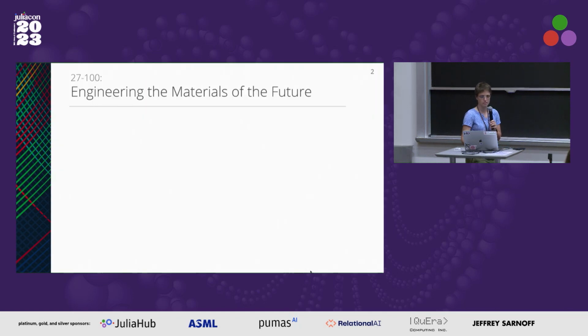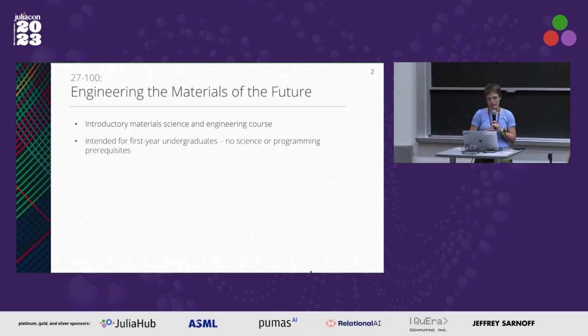Okay, so a little bit about the course. I already said a little bit about this. If you happen to know CMU course numbers, it's course number 27100. The title is Engineering the Materials of the Future, because we have to give them fancy, flashy sounding names, but it's Introductory Materials Science and Engineering. These courses are aimed at first-year undergraduates. So it's the introductory course. It's the course that's aimed at tempting students into the major to join our department for their undergraduate degree. And critically, there's no science or programming prerequisites.